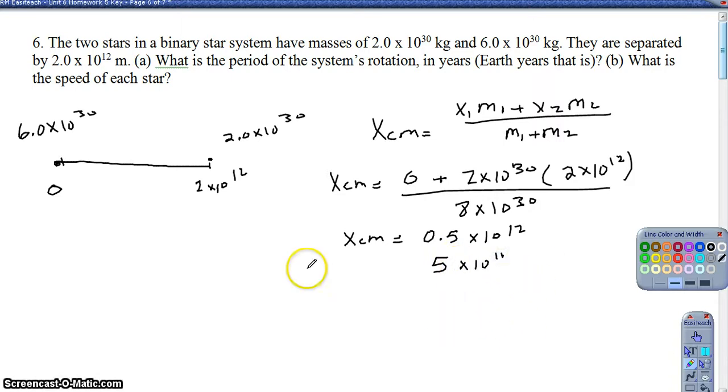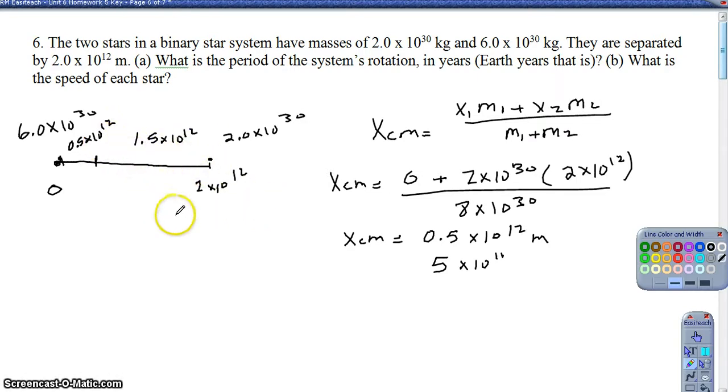That tells me how far away it is from where I defined 0 to be, so 0.5 times 10 to the 12th meters away from where I started. So the center of mass of the system is 0.5 times 10 to the 12th away from the heavier sun. That means the remaining distance is 1.5 times 10 to the 12th. If I just subtract that from 2 times 10 to the 12th, that tells me how far it is from the smaller sun.